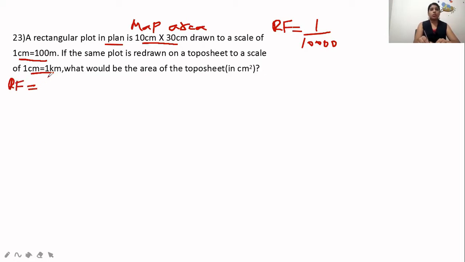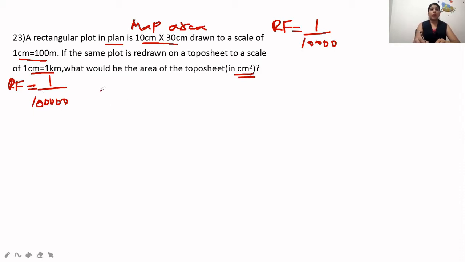RF is equal to 1 centimeter by kilometer. How many meters? 1000 meters. Then that meter, how many centimeters? Yes, 1 lakh. So this is 1 by 10,000 and this is 1 by 1 lakh, the representative fractions of both cases. What would be the area of the topo sheet in centimeters square we have to find.